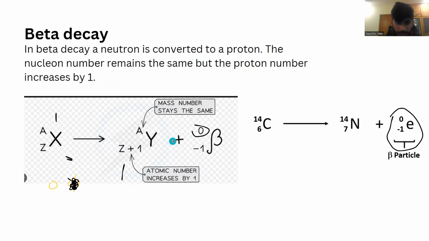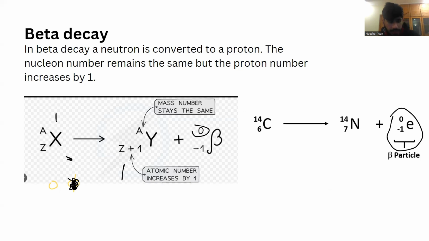All right. So this was beta decay. All you need to do is simply increase the atomic number or the proton number by 1, because one neutron is simply being converted into a proton. So the total number of neutrons inside the element is going to decrease by 1, but the total number of protons inside the element is going to increase by 1. All right.